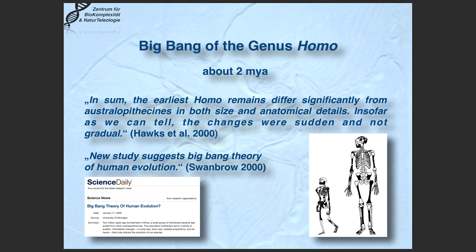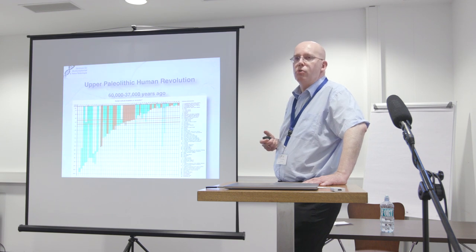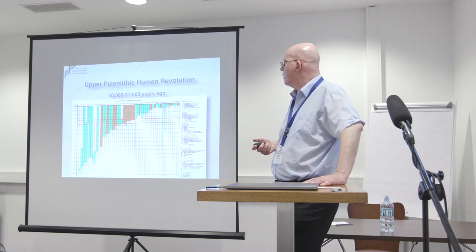If you compare Australopithecines, these more ape-like forms, and the first representatives of the genus Homo, you find a vast discontinuity in a lot of typical characters for the genus Homo, where you don't find a gradual transition from Australopithecus to Homo. And it's even true if you look at human cultural origin.